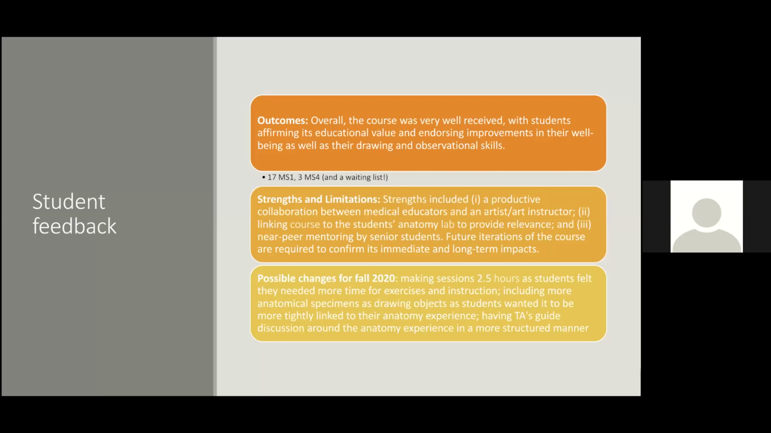There were some strengths and limitations, of course. We thought the strengths included a productive collaboration between the medical educators and the artist, which was a wonderful experience, and we hope to reproduce that again in the next year. We also felt that it was really important for the students to find that there was a link between the course that they were doing and their anatomy lab, which really provided relevance on both ends. And then also the near peer mentoring by the senior students. And we hope the future iterations of the course can help confirm its immediate and also long-term impacts.